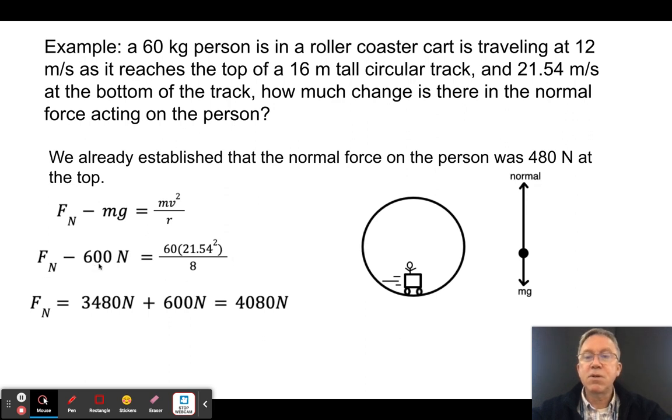So when I solve this, I'm going to have to add this to this, and I get a lot of normal force at the bottom. Basically, the normal force at the bottom is 4,080, whereas at the top it was 480. So the normal force went up by a factor of 10.